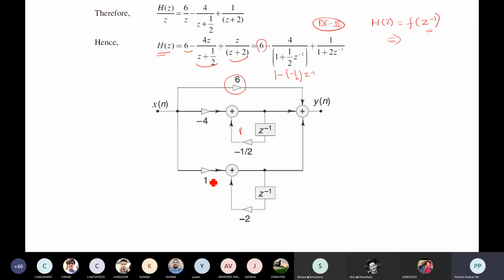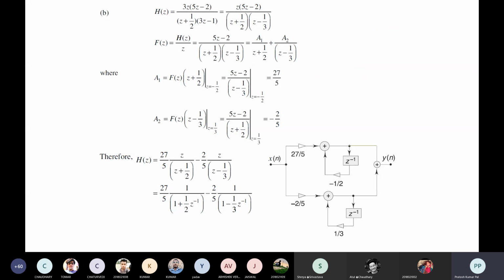The 1 will be a constant. Okay, and this other term will be realized like 1 minus 2 z inverse, so here the minus 2 coefficient will be used after one delay element. So this is how the realization in parallel form will take place. If you have any doubt, you can ask. Okay.